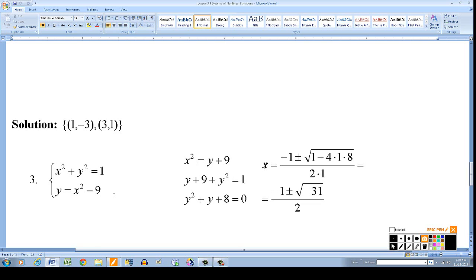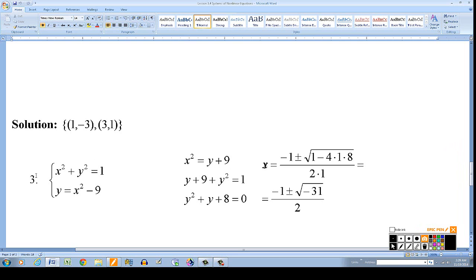Okay, so what I did here is I took the second equation and solved it for x squared. Bring this minus 9 over. So that would read x squared is equal to y plus 9. I rewrote it with the x squared on the left side, but it's the same thing. Okay, so what I'm going to do then is use this substitution into the first equation. So where I have an x squared in the first equation, I'm going to replace it by y plus 9. So y plus 9 right here where the x squared is, plus y squared is equal to 1.